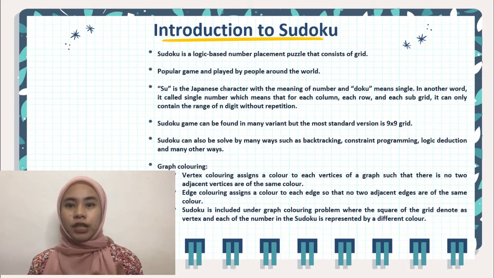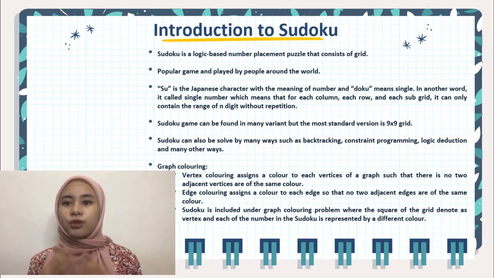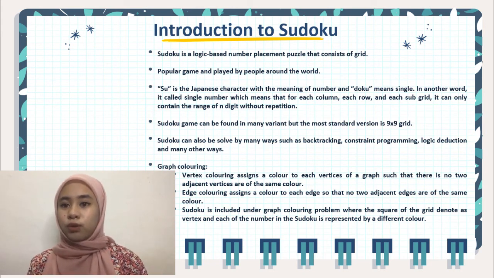First of all, for the introduction of Sudoku. Sudoku is a logic-based number placement puzzle that consists of a grid. Sudoku is a popular game that is played by people all over the world. Sudoku games can be found in many variants, but the most standard version of Sudoku is the 9 by 9 grid. There are also several ways to solve Sudoku such as backtracking, constraint programming, logic deduction, and many other ways.